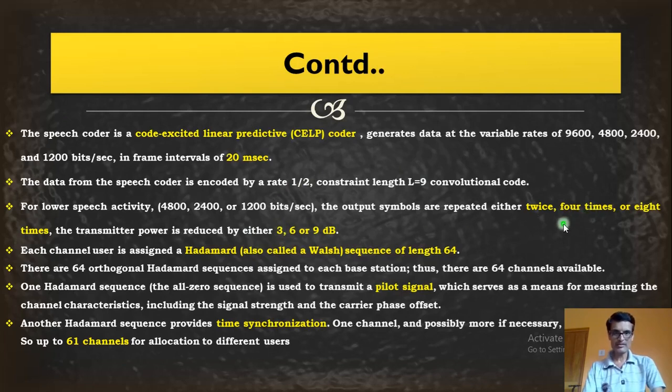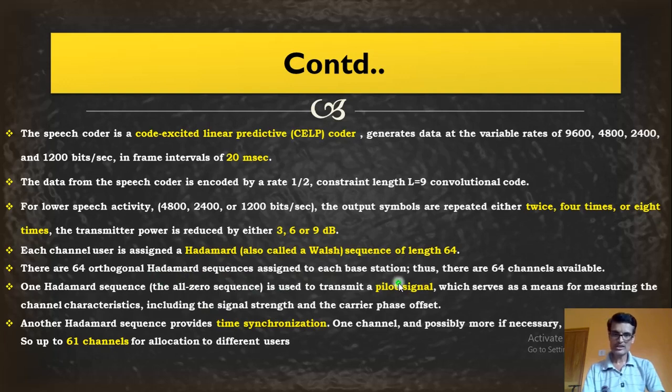Again, I said it is expanded for low speech activity. Power is reduced by 3 or 6 or 9 dB depending on the data rates here. When speech activity is less, you reduce the transmission power and save the battery. Each channel user is assigned a Hadamard or Walsh code sequence of length 64; I said 64 different sequences with a length of 64. It is called Hadamard code because this Walsh code is generated by using the Hadamard transformation. You might have studied that, right?